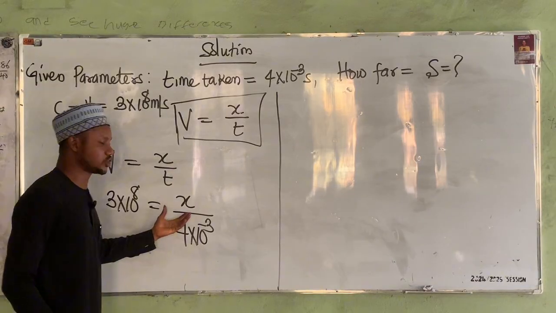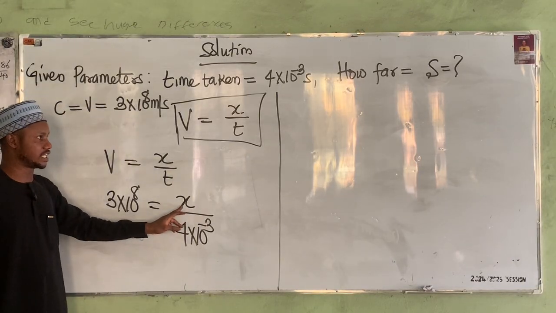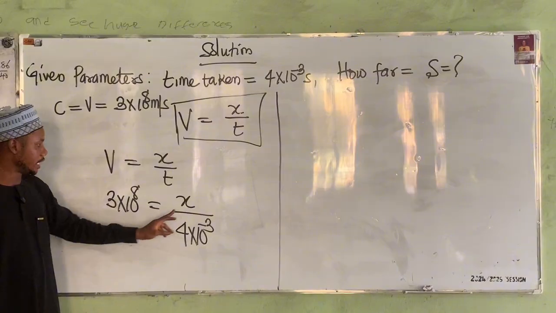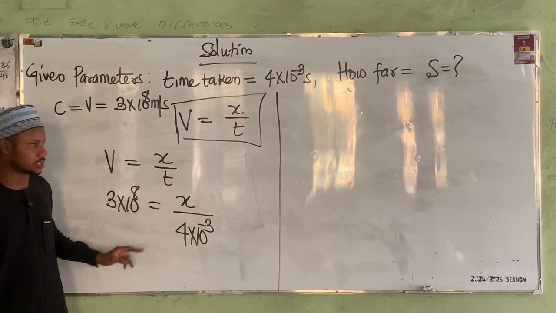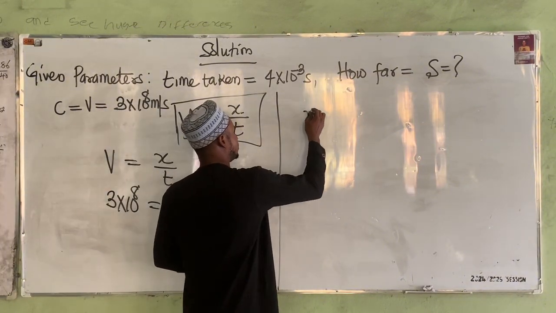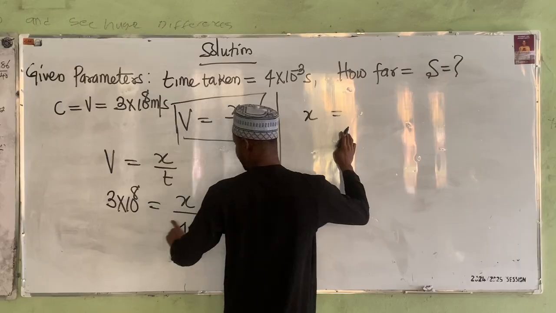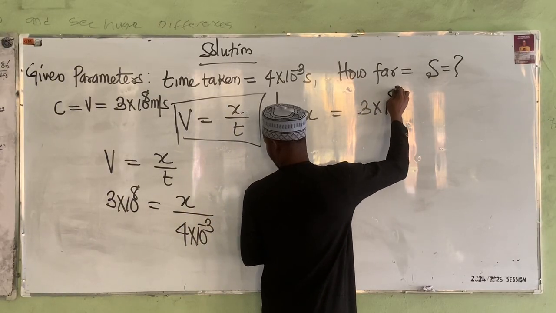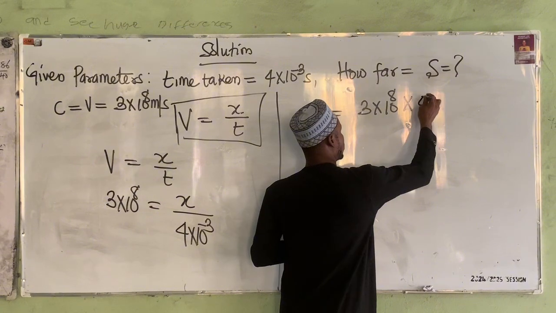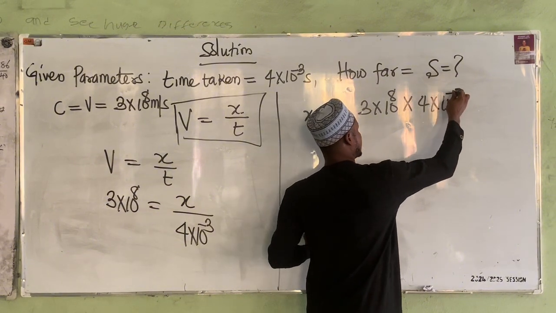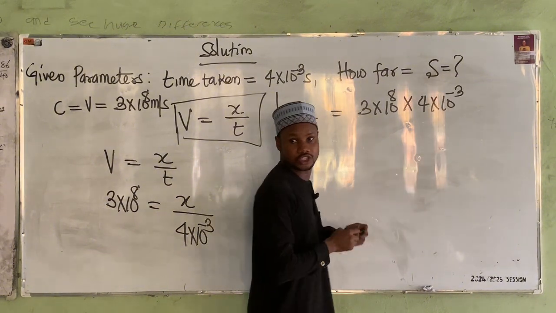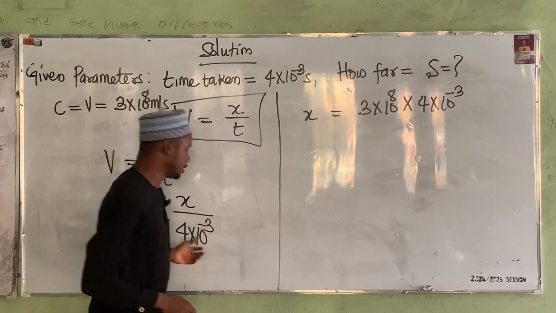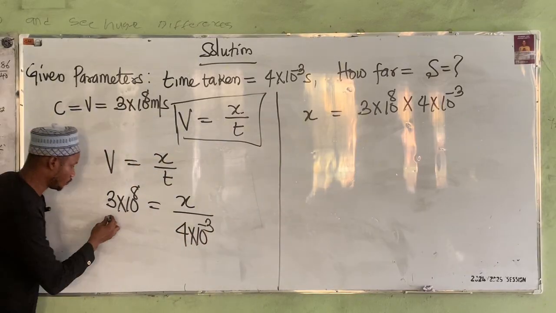Now class, our intention here is to make this distance the subject of the formula. Now let's make S the subject. If you make S the subject here, what will be our result, please class? It will be 3 times 10 raised to the power of 8, times what? 4 times 10 raised to the power of what? Minus 3. Class, are you confused here? We cross multiplied. This is the same thing as over 1.